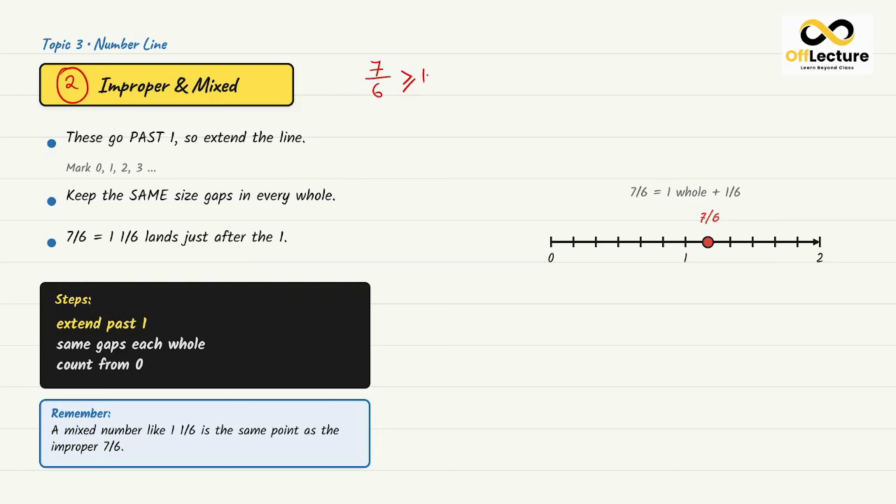So as you can see, this will go on the number line past 1. So you have to extend your number line up to 2, 3, and like this. We will keep the gaps the same size in every whole. That is, the size will always be the same. There will be equal gaps that we have to keep in every whole.